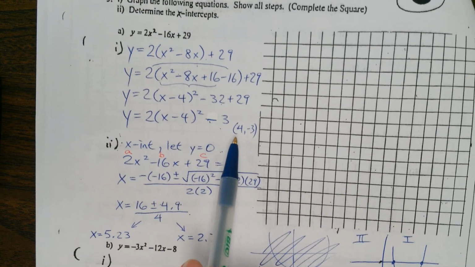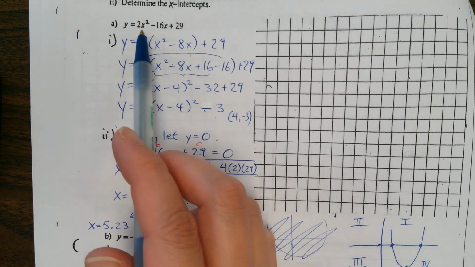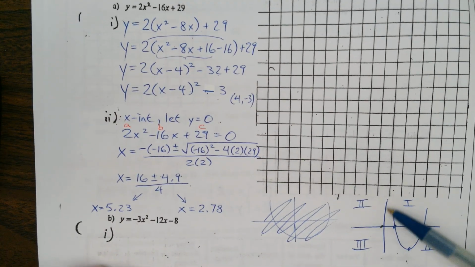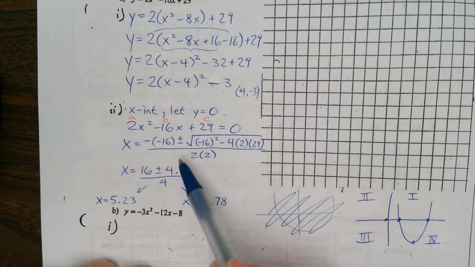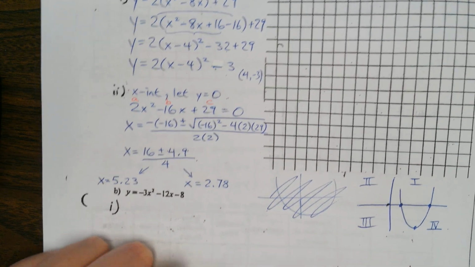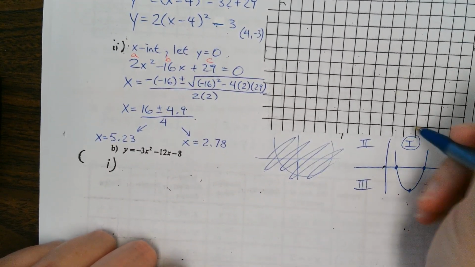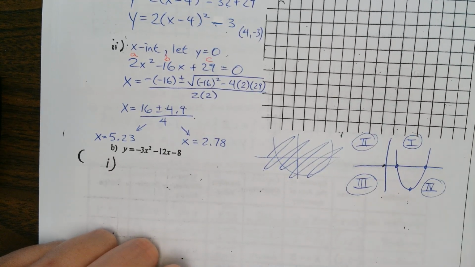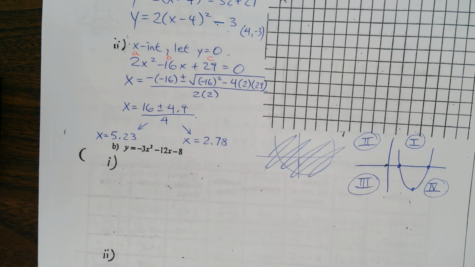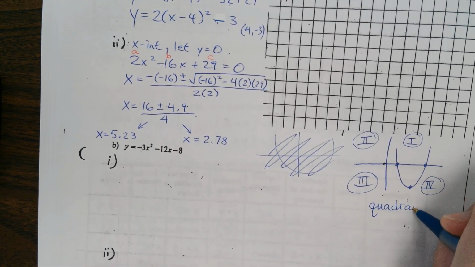Another thing is you can check: if you know this is your vertex and that this opens upwards, you should get 2 x-intercepts. Okay? If you did something wrong here and you don't get any x-intercept or you only get 1, you've made a mistake. And then just to show quadrants, remember this one is quadrant 1, quadrant 2, quadrant 3, quadrant 4. Okay, so quadrants.